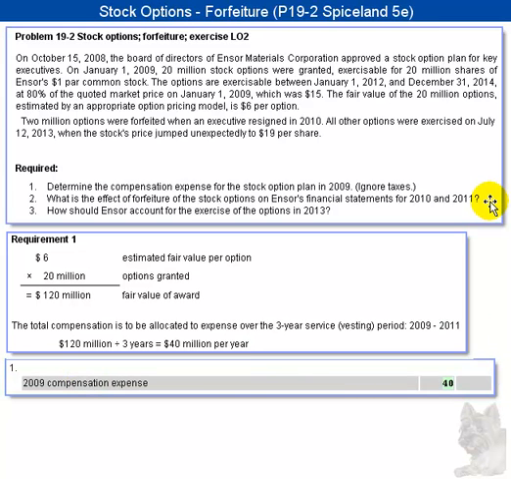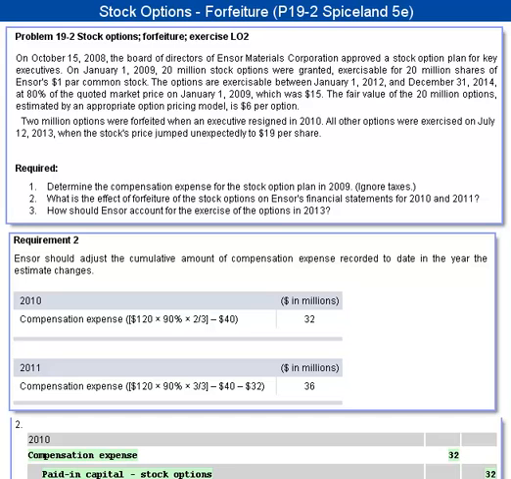Number 2 says, what's the effect of forfeiture of the stock option on Ensor's financial statements for 2010 and 2011? Now, in this area of the screen you can see where I've illustrated how we would calculate the answer to that second requirement. Ensor should adjust the cumulative amount of compensation expense recorded to date in the year the estimate changes.